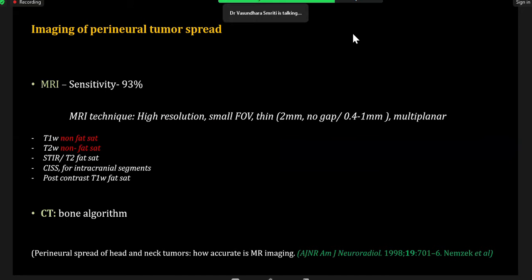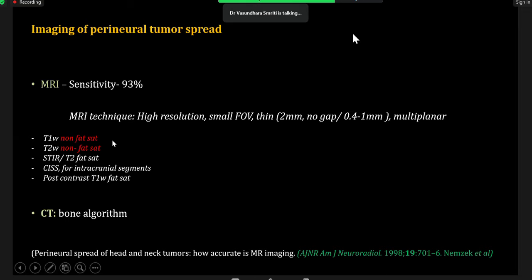So how do we image this? Obviously, if we are looking at nerves, the MR is definitely better than a CT with a sensitivity of about 93%. Because of the high resolution, the MR is better. So we are going to take a high resolution scan, small FOV, thin images without gap. That is the basis. Now, when we are looking at head and neck, we are seeing the nerves against the background of fat. So we want to see the nerves, we don't want fat-set images.